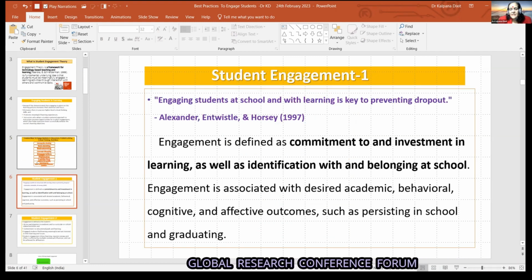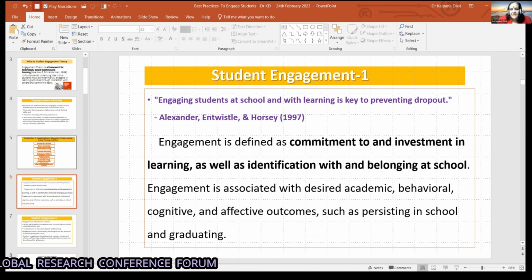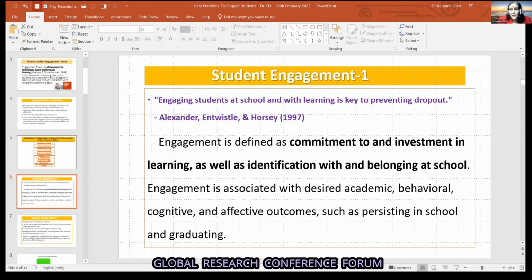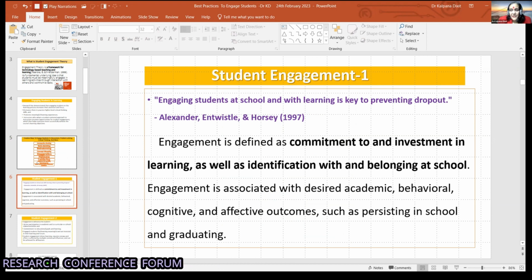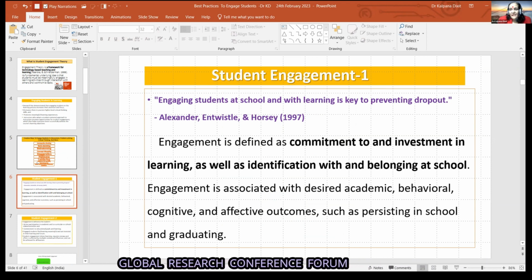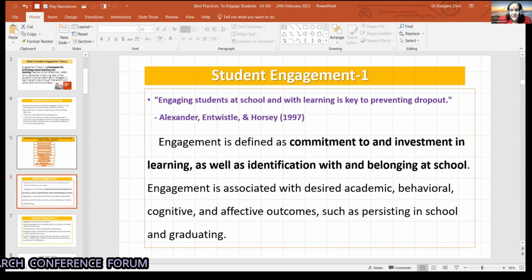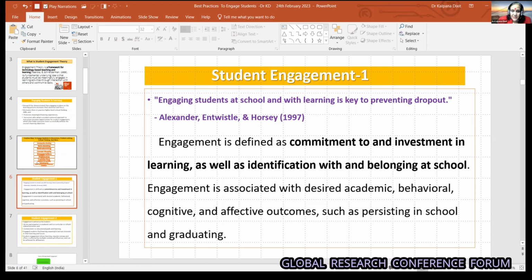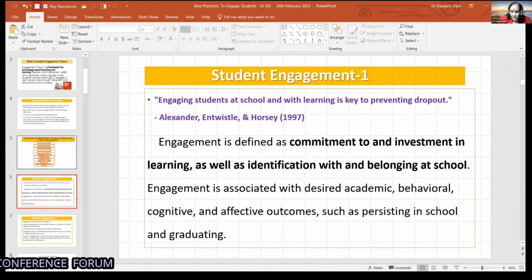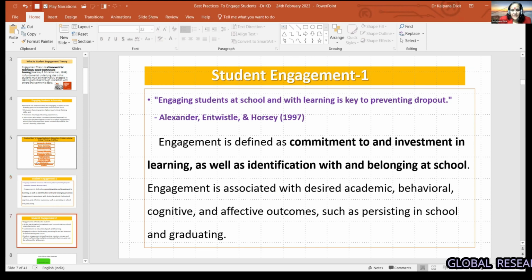Student engagement one means student engagement at the school and with learning is the key to preventing dropout. This is very much important. If you would like to retain students in your classroom, you have to apply some psychological principles and some advanced technology to engage students in the classroom so that they can be committed towards learning, as well as identify their deficiency in the teaching-learning progress.